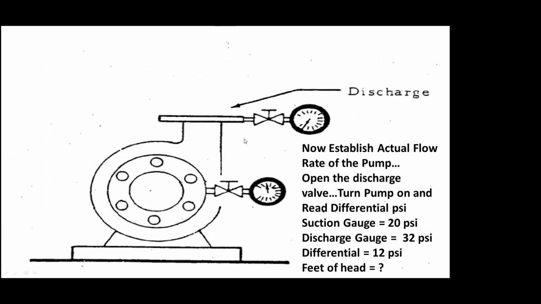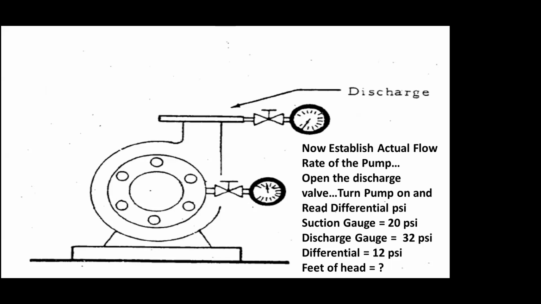So then the next step is to establish what's the flow rate. Open the discharge valve, obviously, turn the pump on. If you have a bunch of zones, you've got to make sure all the zones are open because you want to know the total flow rate, what it's capable of. And when I turn it on, I read suction of 20 and a discharge of 32. Now, of course, it's going to be less than when it's deadheaded because now I have some flow going on. And I want to figure out, okay, what is it?